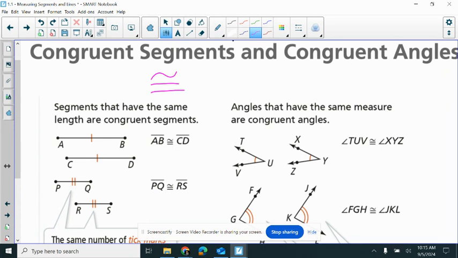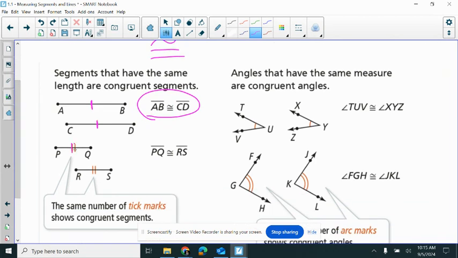Within segments, if I have two segments that are congruent, like AB is congruent to CD, you use tick marks to represent congruency in pictures. If two segments both have one tick mark, that means those two segments are congruent. If segments have two tick marks, those two are congruent. If you have three and three, they would be congruent. So if they have the same number of tick marks, those two segments are congruent, which means they're equal.